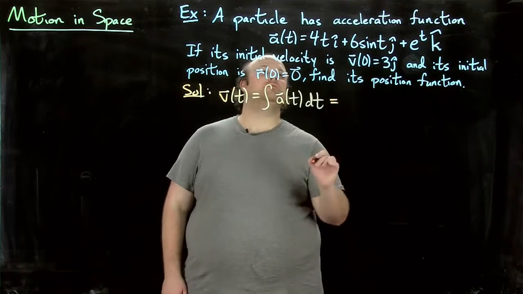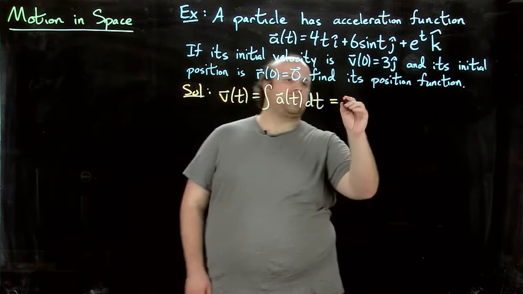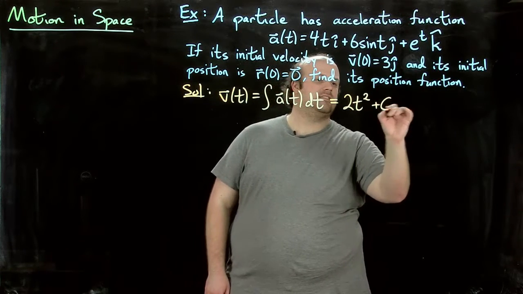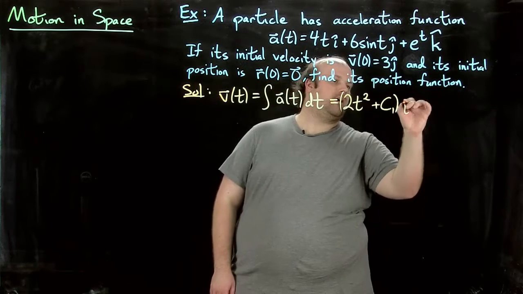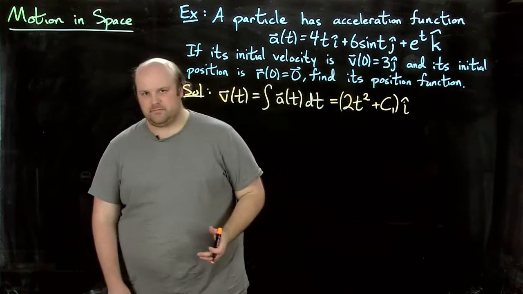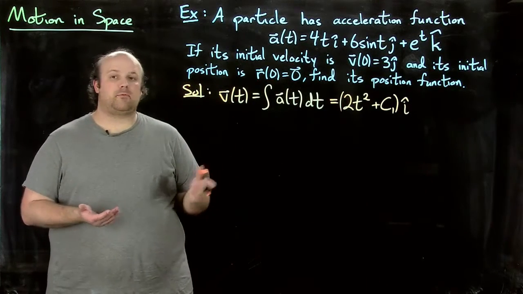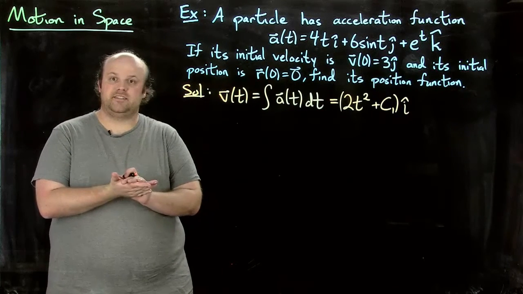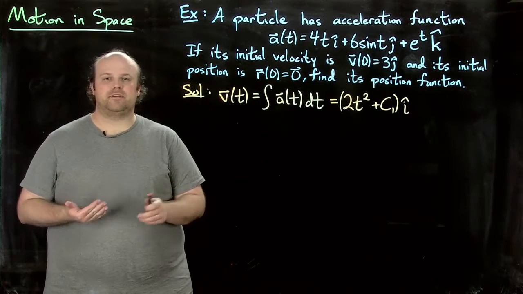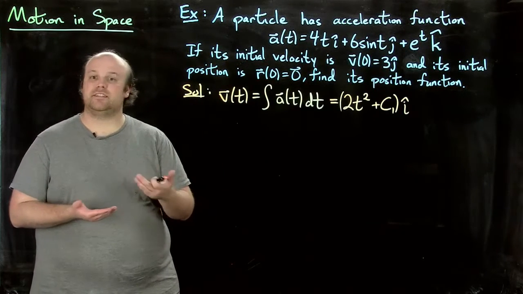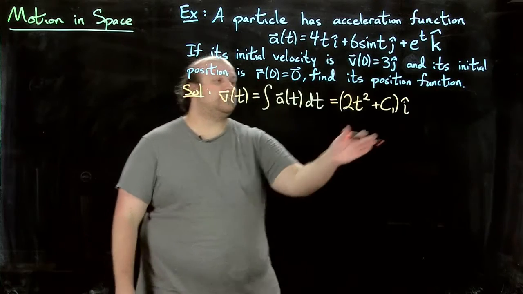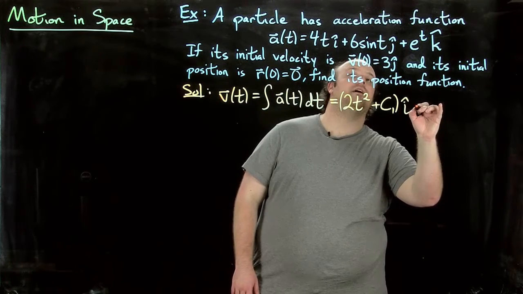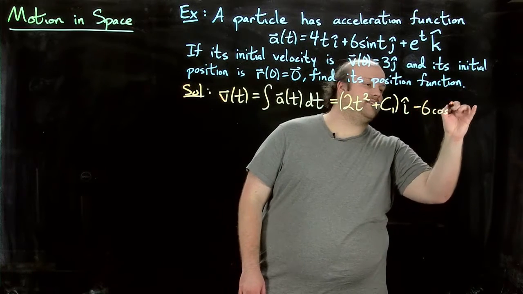Right? So integrate 4t, and we get 2t squared plus c1 i. Right? And remember, when we integrate the different components, we're going to get different constants of integration in each case. So it's important that we label them differently. So in this case, we're going to go c1, c2, c3. All right, so let's integrate 6 sine t. So this will be minus 6 cosine t.